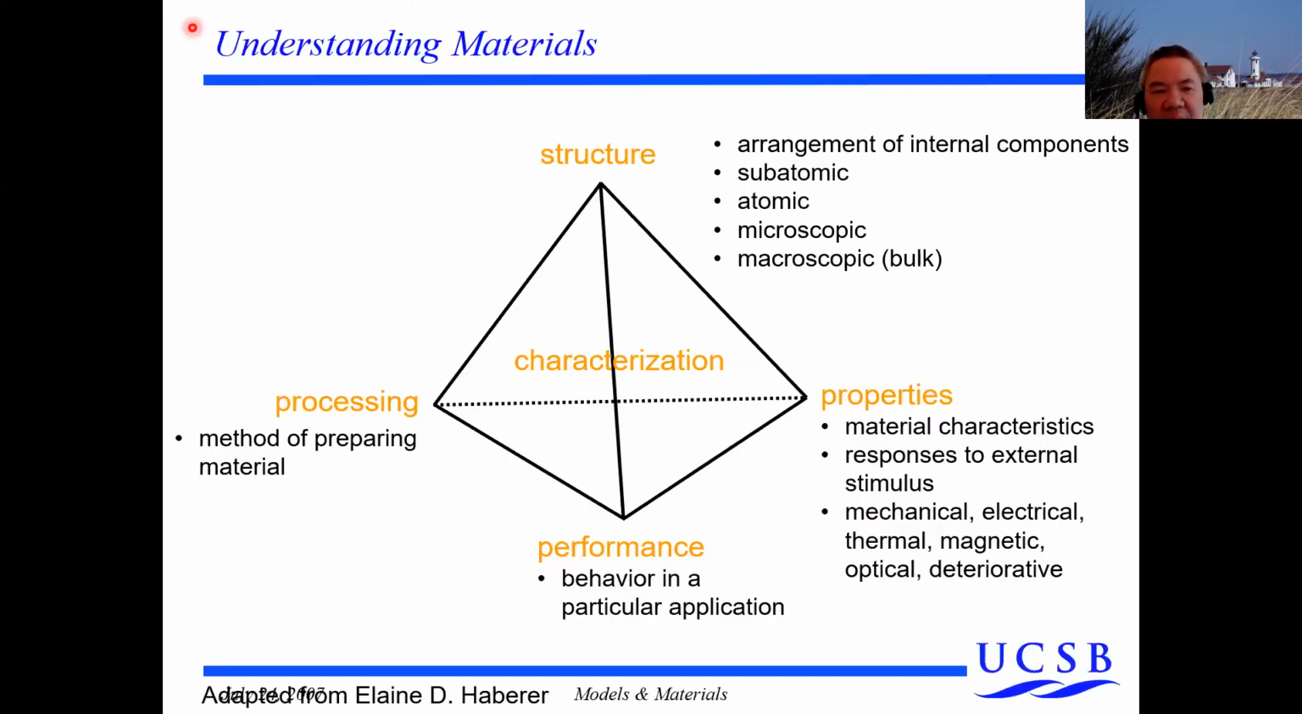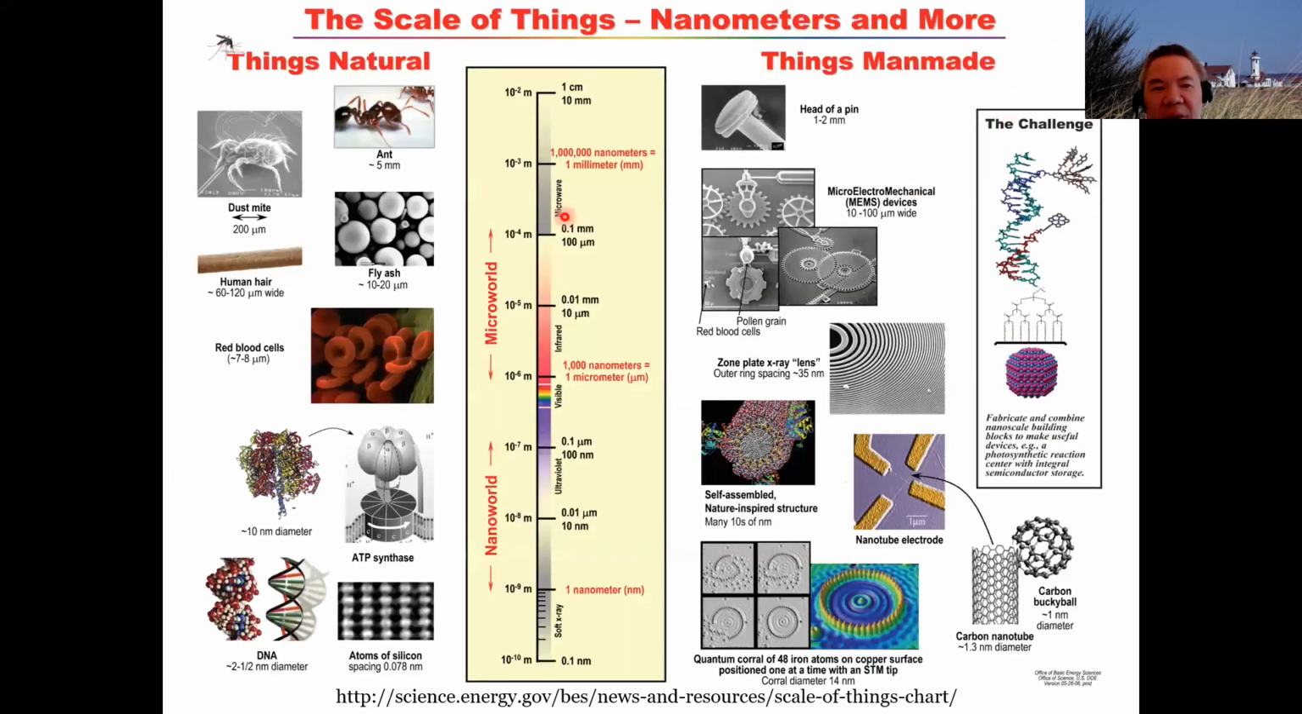And so one of the things that underscores all of these issues fundamentally are scales, right? So what I'm showing you here first and foremost is a scale in terms of size. When we go from an ant, which is about 5 millimeters, to a dust mite, 200 microns, fly ash, 10 to 20 microns, all the way to ATP synthase, DNA, and atoms of silicon, which tend to be in the nanometer scale range. We're going all the way from centimeters, 10 to the minus 2 meters, all the way down to the nanoscale world, which is 10 to the minus 9 and 10 to the minus 10 meters.